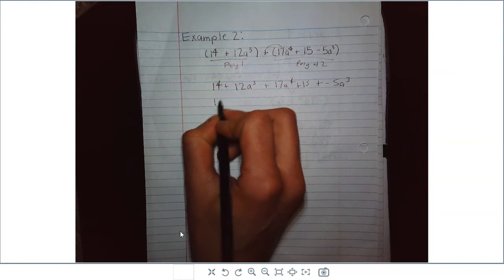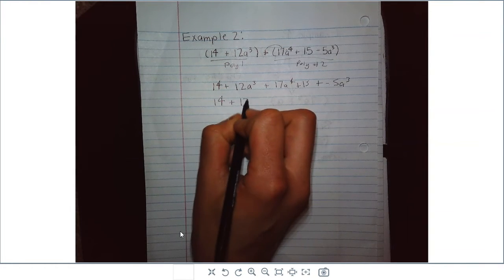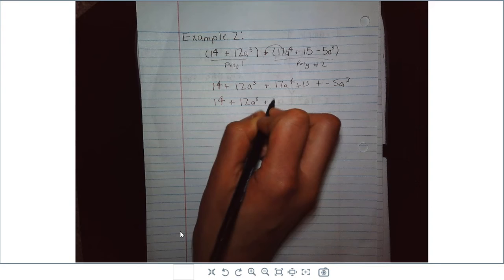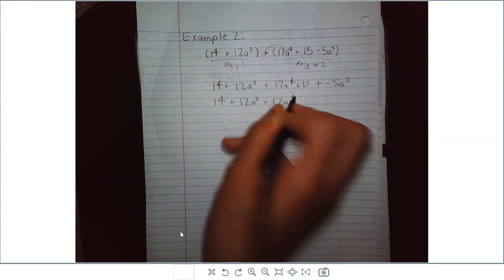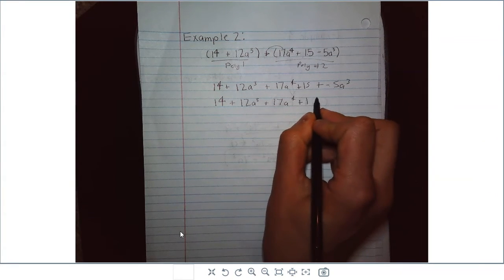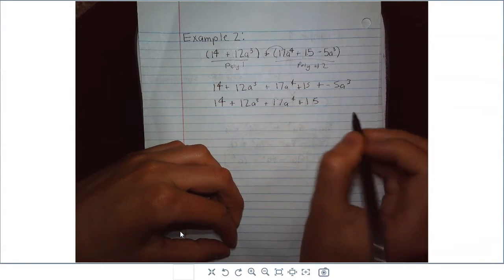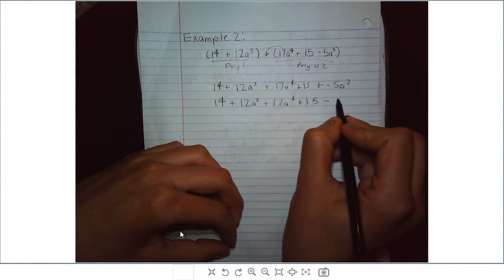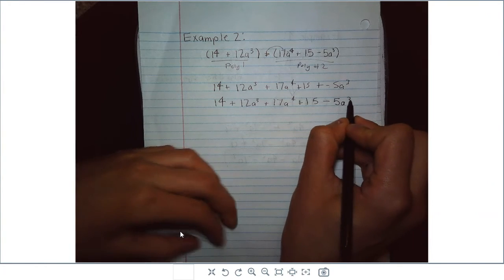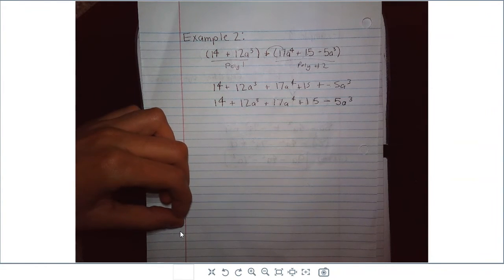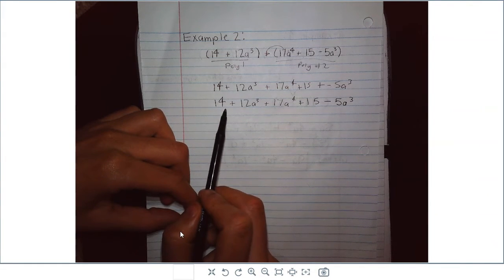So let's rewrite this now. So it's going to be 14 plus 12a cubed plus 17a to the power of 4 plus 15, and then we got minus 5a cubed. Okay, so now we remove the brackets. Now we collect all the like terms.